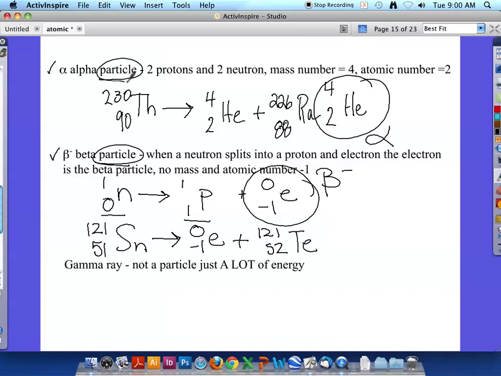Some radioactive reactions release a lot of energy, and that energy is often referred to as a gamma ray. Okay, it's not an actual particle, but it is a lot of energy. And gamma has a symbol that looks like this. So you've got alpha that's a little like a fish, a beta that's a B with a negative, and gamma, which is a Greek symbol, that looks like that.